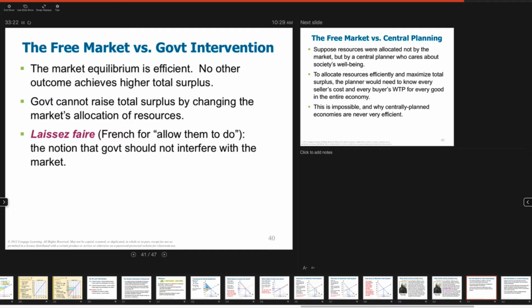Laissez-faire. Allow them to do is the literal French interpretation. It's most often interpreted as hands off, meaning don't interfere or don't get involved. Not a recommended parenting method, by the way.